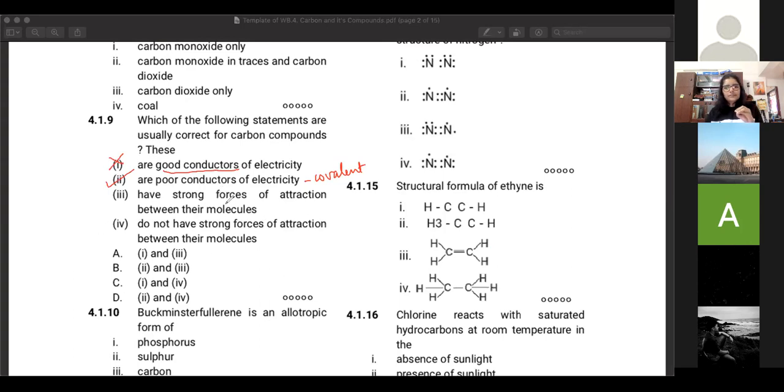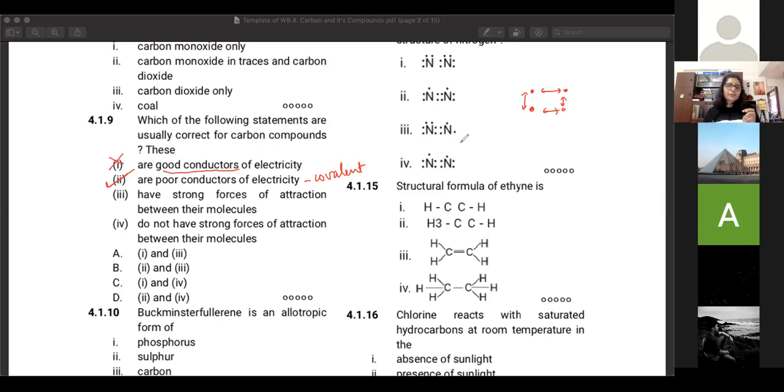The next two statements talk about strong forces of attraction between the molecules. So strong forces are there for ionic bonds, right? Yes. So it will be 1 and 4. No, 2 and 4. Yeah, sorry. So that's absolutely right. So in ionic compounds, because you have force between opposite charges, all of them are fixed in a rigid structure. There are really strong forces of attraction between all of them.